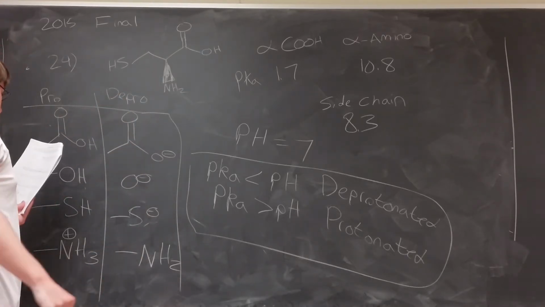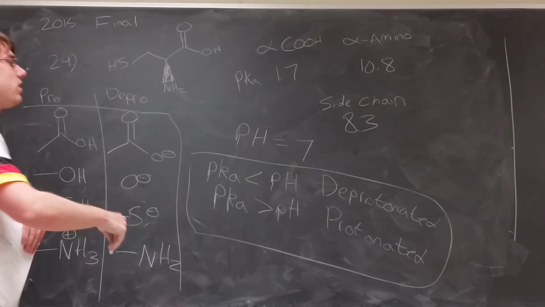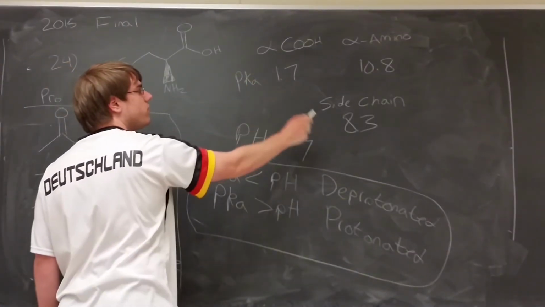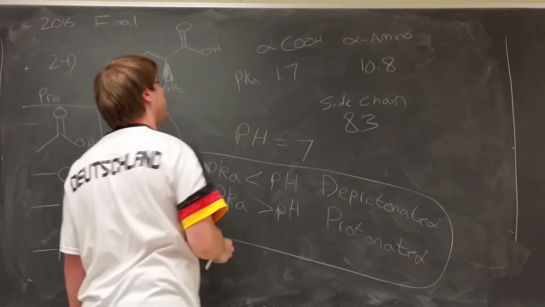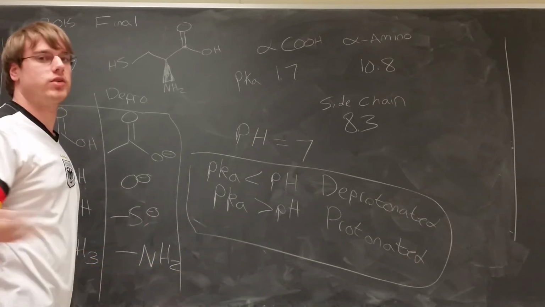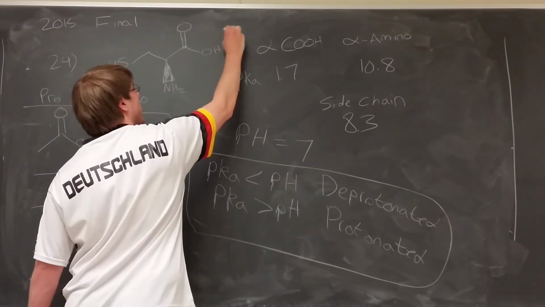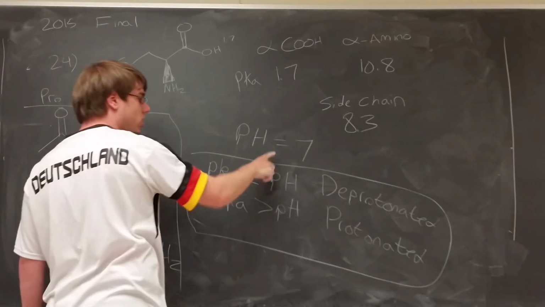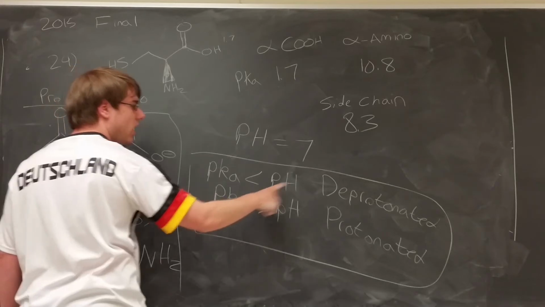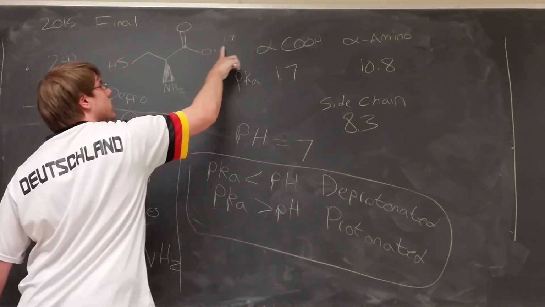So now let's talk about the question they gave us. They gave us the structure of L-cysteine, and we need to figure out what it looks like in a pH of 7. So we are given a pKa of 1.7 for the alpha carboxylic acid group. Well, the alpha carboxylic acid group is the carboxylic acid. And we're told that the pKa is 1.7 associated with that OH. So we go to our chart, we see that the pKa 1.7 is less than the pH of 7. And that means it should be in its deprotonated form. So I need to make sure that that OH is an O-.